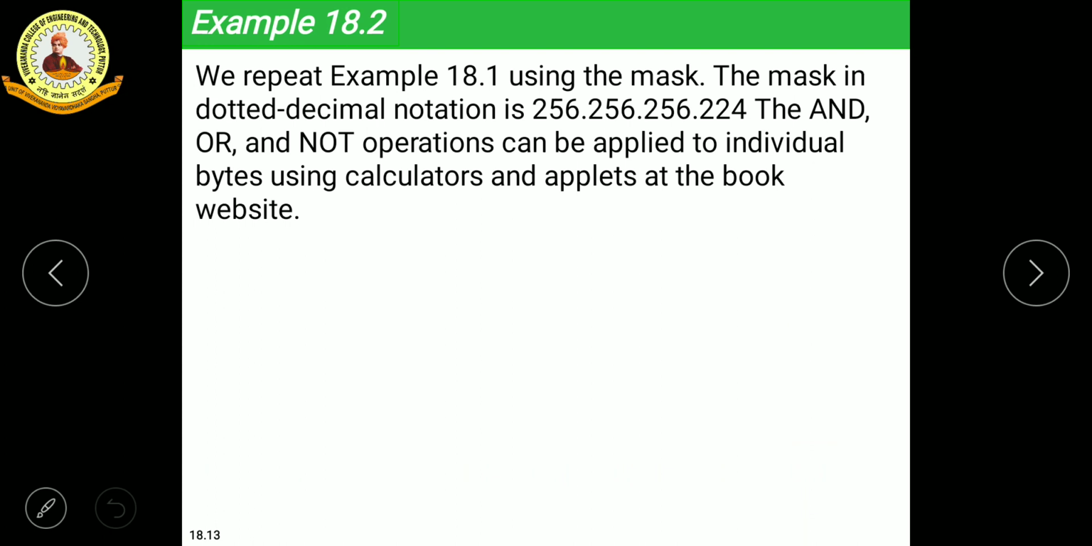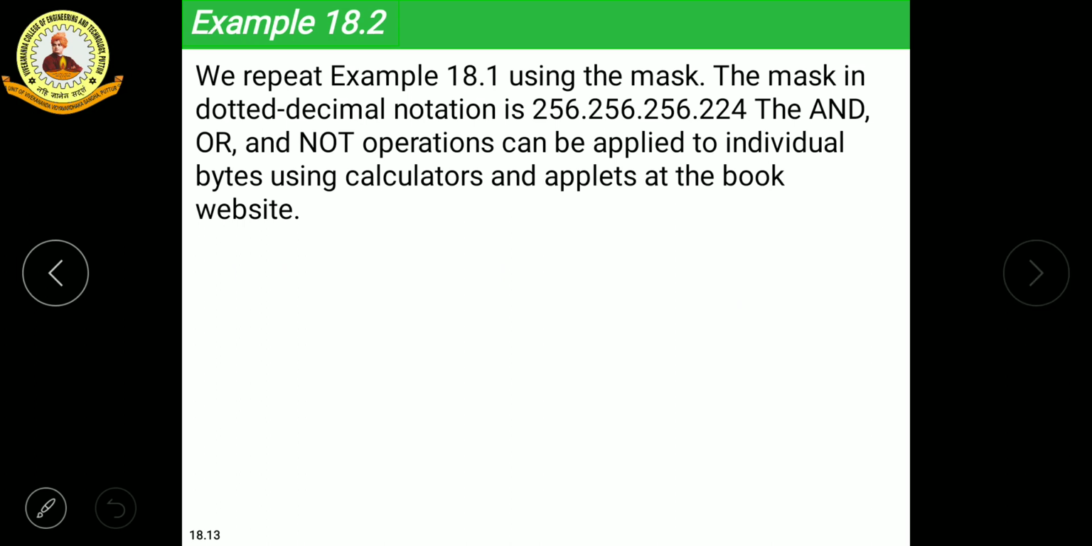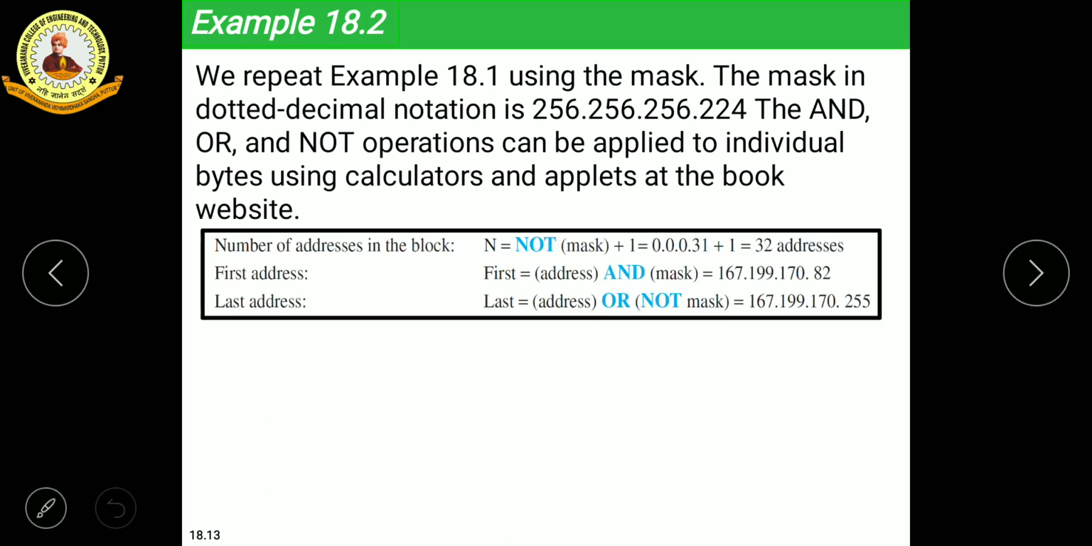We have one more problem. We repeat example 18.1 using the mask. The mask in dotted decimal notation is 255.255.255.224. The AND, OR and NOT operations can be applied to individual bytes using calculators and applets at the book website. So we are using the mask here. I'll solve this. But before that, we need to know what an address mask is.